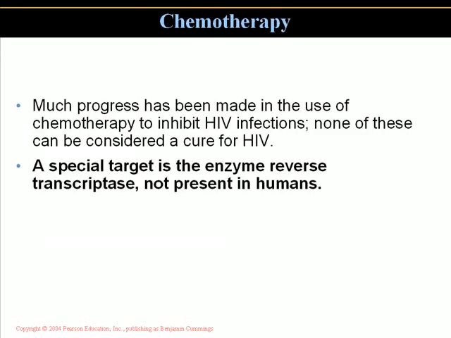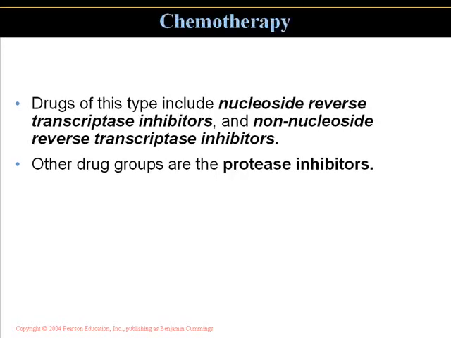Much of the progress has been made with the use of chemotherapy to inhibit HIV infections. None of these can be considered a cure for HIV disease. However, I see patients in clinic now that have had HIV disease for 20 years or more, and again, on the appropriate medication, though the disease is not curable, it certainly is treatable. A special target is the enzyme reverse transcriptase, not present in humans. Drugs of this type, nucleoside reverse transcriptase inhibitors, non-nucleoside reverse transcriptase inhibitors, and other groups such as protease inhibitors are also known and can be used.